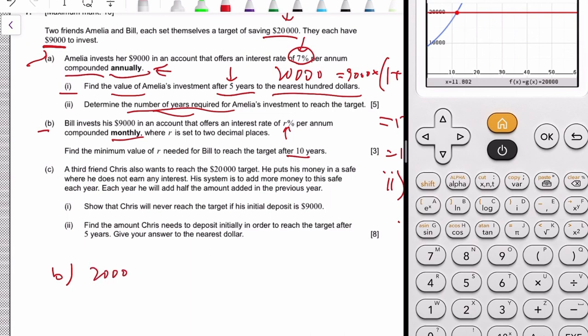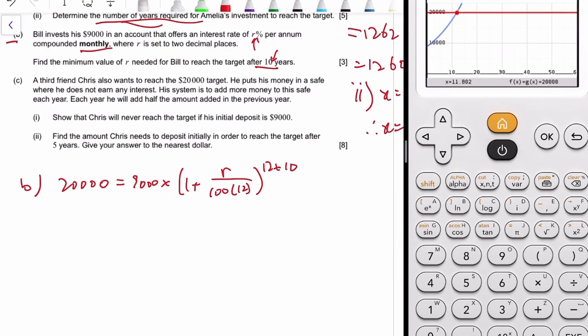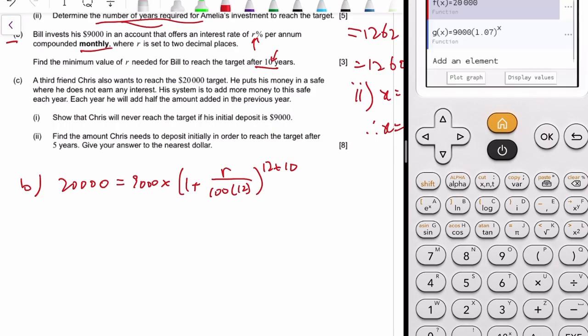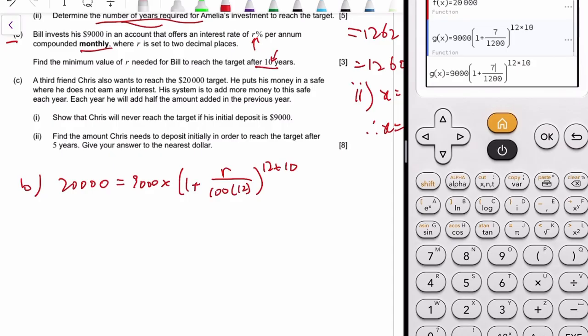So you use the same equation. 20,000 equals 9,000 times 1 plus r over 100. We're looking for r. k is 12, and they want it in 10 years, so n is 10. Again, this is GDC. This question, even for standard level, is quite easy for most of you. 1 plus r over 100 times 12, to the power of 12 times 10. r is the unknown we're looking for, so it is x.